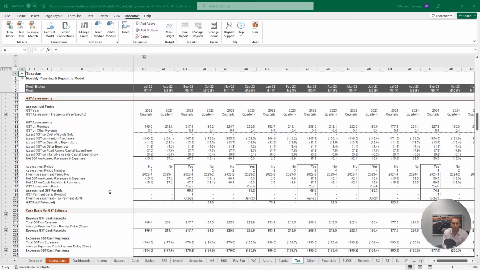If using an accruals assessment basis, this is calculated by applying the GST rate of 10% to the net applicable revenues and expenses in each period. For example, in September 2022, 47.5 of net GST payable is forecast to be created during the month.